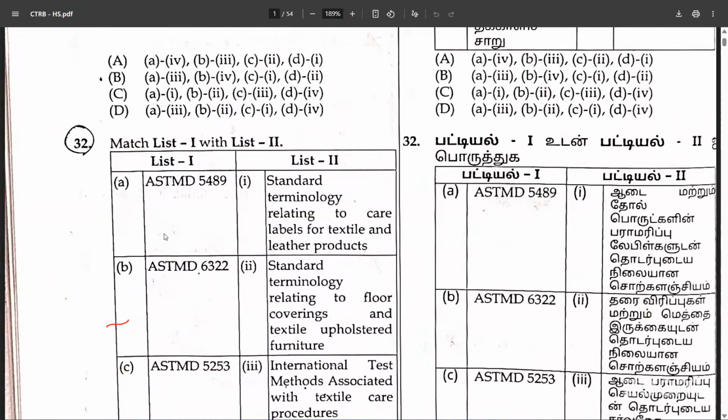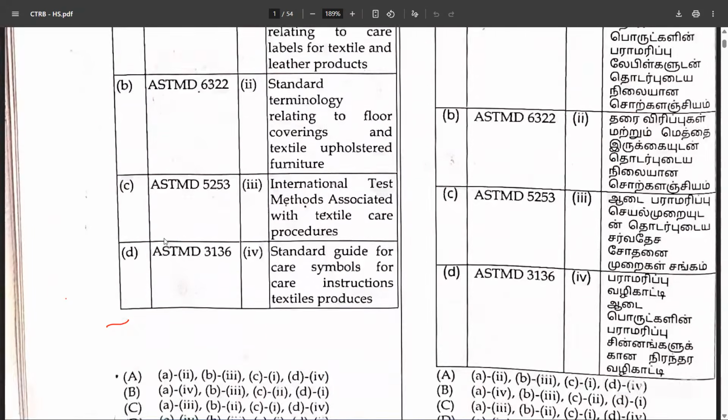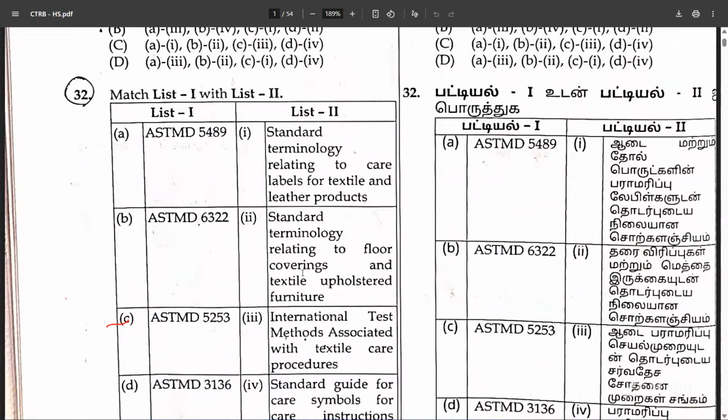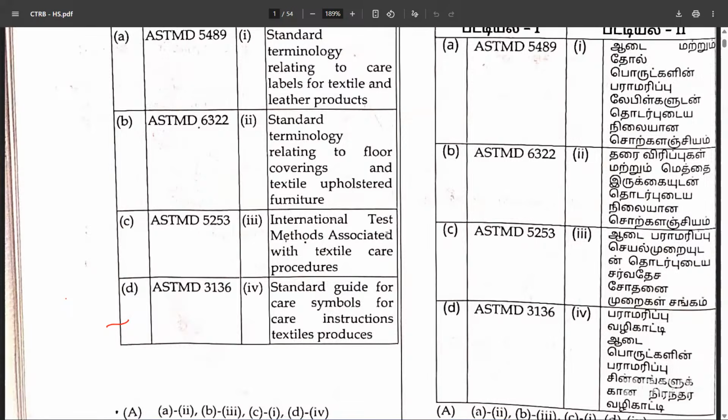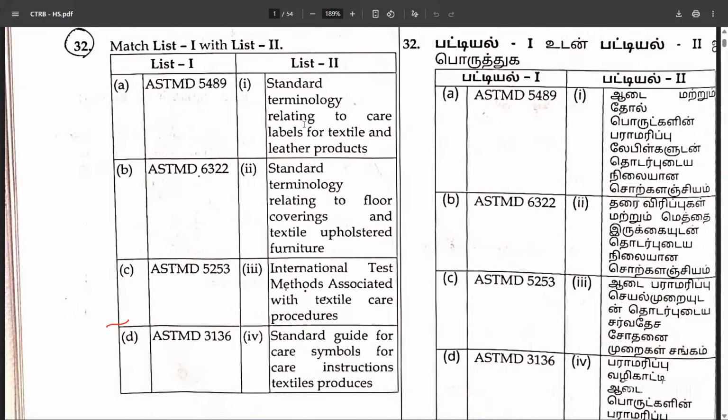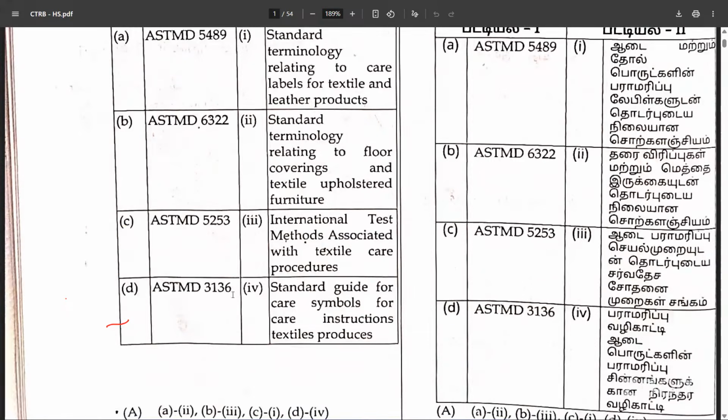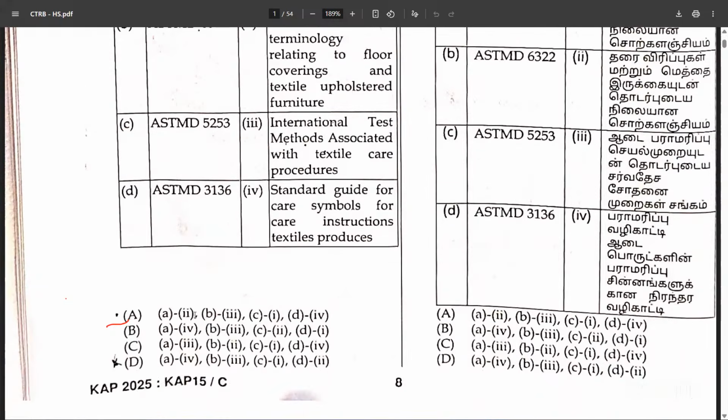So here ASTM D5489 will be matched with standard terminology related to floor covering and textile upholstery furnitures. ASTM D6322 will be matched with the international test method associated with textile and procedures. ASTM D5253 will be matched with the standard terminology related to the care label of textile and leather product. ASTM D3136 will be matched with standard guide for care symbols and care instruction of textile products. So these are the marks which we give to textile products.